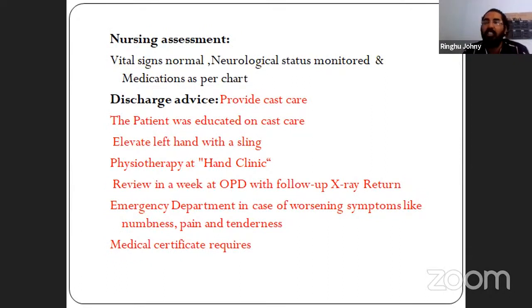Do not go for each and every sentence, like: he, please provide him cast care. Second sentence, he was educated on cast care. Third sentence, kindly elevate him with a sling. Fourth sentence, please, he needs to attend physiotherapy at hand clinic. Fifth sentence, he has a review. Or some of them write, it is very important to note that he has a review in a week at OPD. No need. Make it simple and clear.